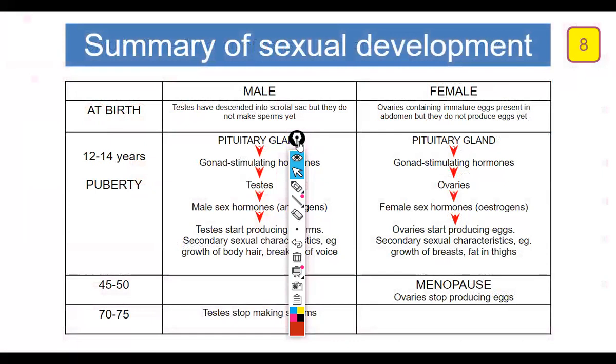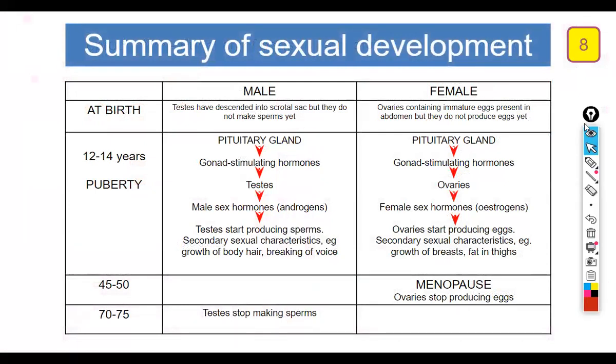Right. So here we have the summary of sexual development. Let's compare males with females. At birth, males are born with testes. Now, testes, as you'll remember from the previous slide, will produce the sperm. While babies have testes, the testes cannot make sperm as yet, right?